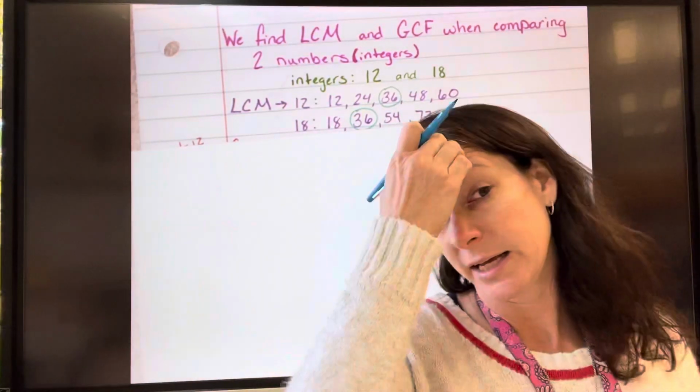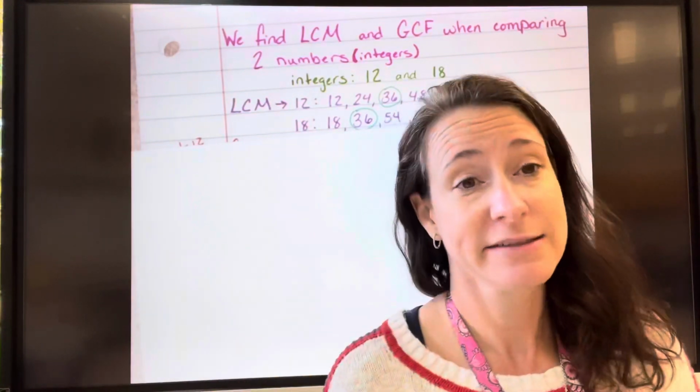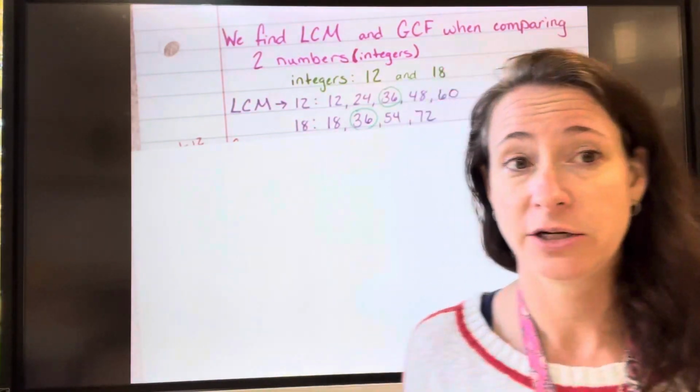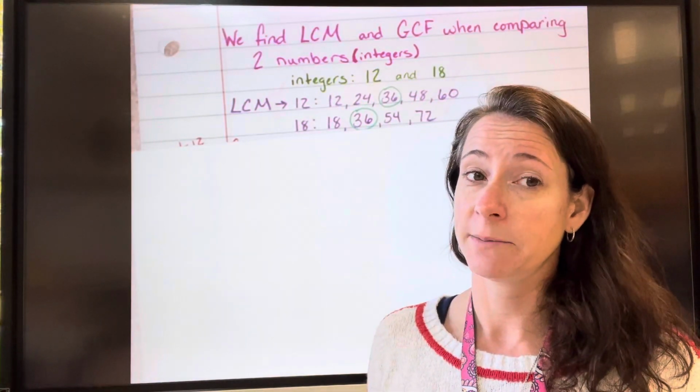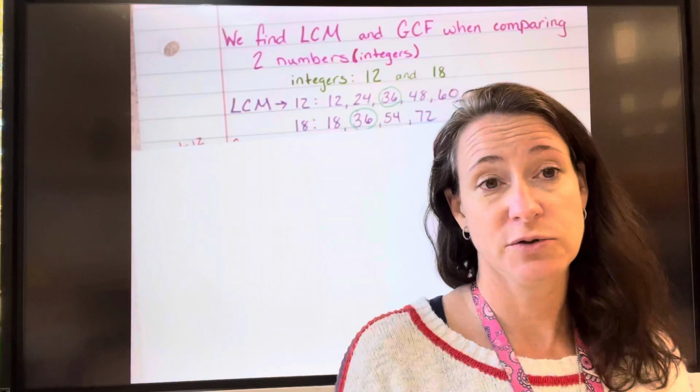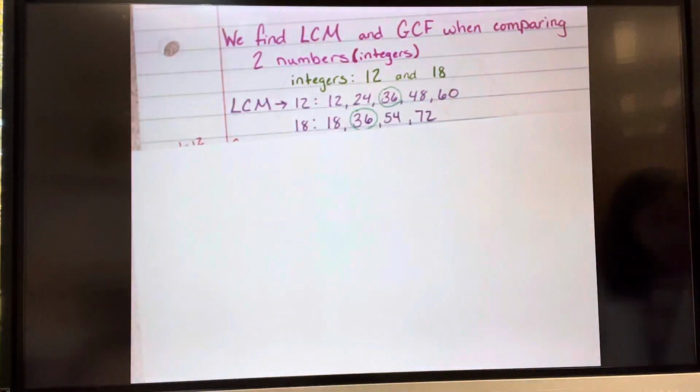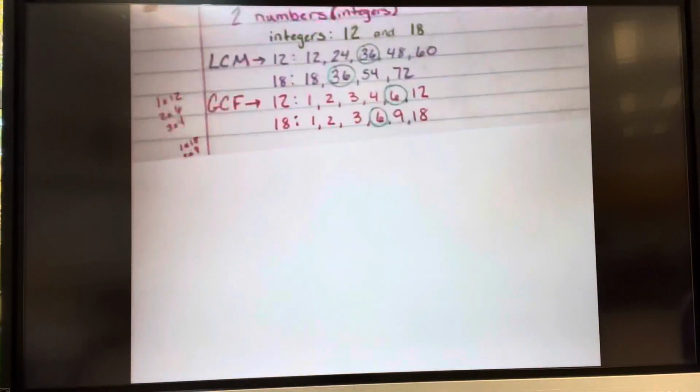You do this when you're finding a common denominator when adding and subtracting fractions with unlike denominators. You find the least common multiple, and that's what their denominators will be. And then you work out the math to change the numerator. Then you can do the same thing for the greatest common factor.